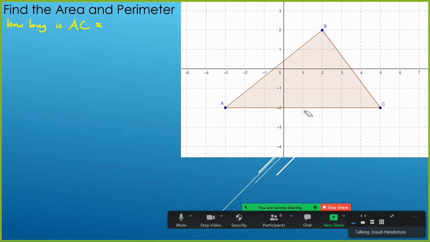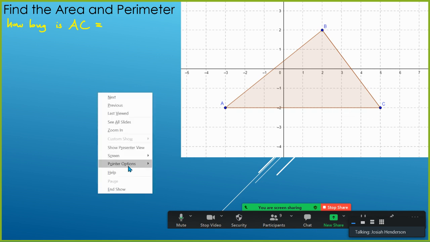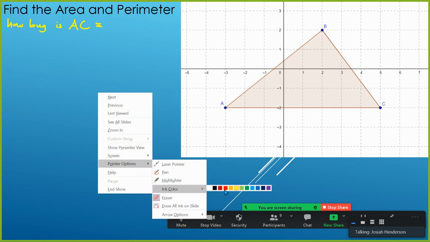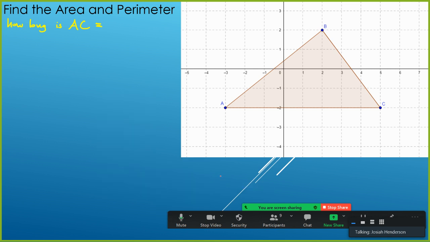1, 2, 3, 4, 5, 6, 7, 8. So AC, that's our fast one. It's 8 units. Now we have to find AB and BC. So we'll have to use the distance formula for those. I'm going to label AC as 8. Okay, so here we go. Let's do our distance formula as quick as we can, because I think it is going to be the longest part of this whole question. Probably for all these questions, it'll be the distance formula.